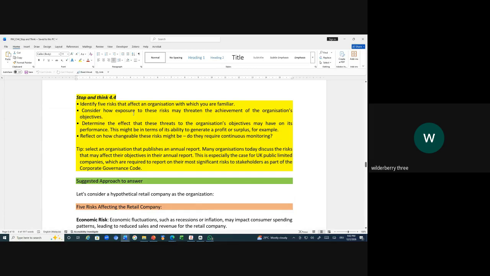Then identify 5 risks that affect an organization with which you are familiar. Consider how exposure to these risks might threaten the achievement of the objectives, determine the effect of these threats, and also reflect on how changeable these risks might be. Do they require continuous monitoring? Yes or no?